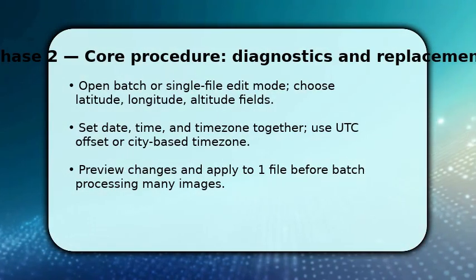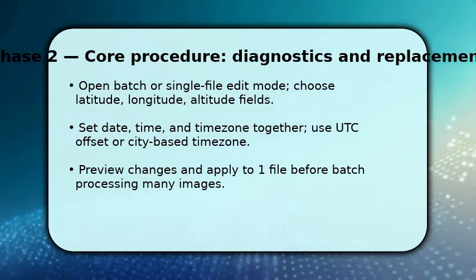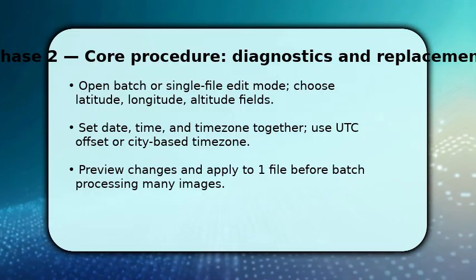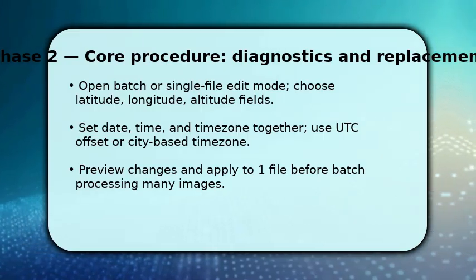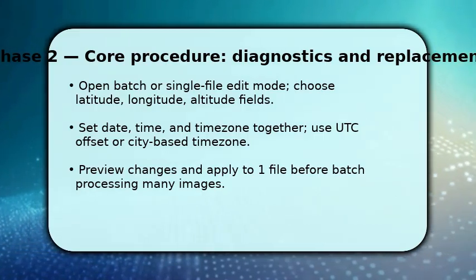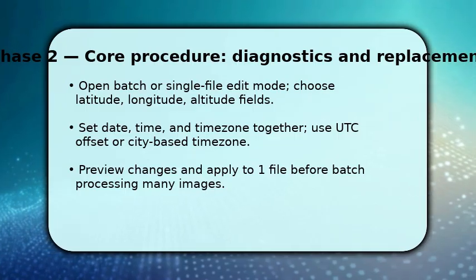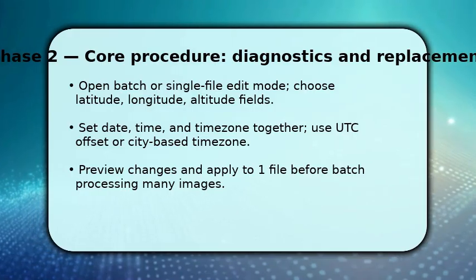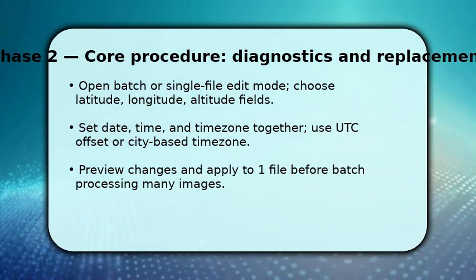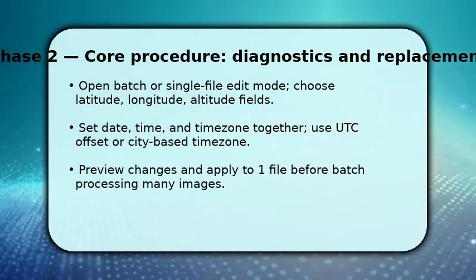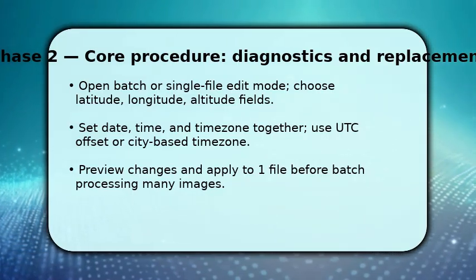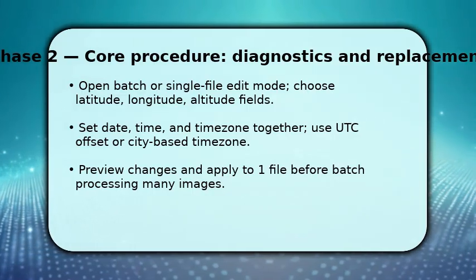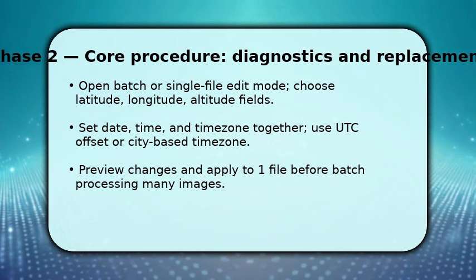You now edit the GPS coordinates and the photo timestamp. Start in single file mode to understand field formats: degrees, minutes, seconds, or decimal degrees, altitude in meters. Then set the date and time and include the time zone or UTC offset so timestamps align with GPS time. Preview the updated EXIF and verify the map preview matches the intended location. Once satisfied, use batch mode to apply identical corrections across selected files, because consistency avoids scattered errors.